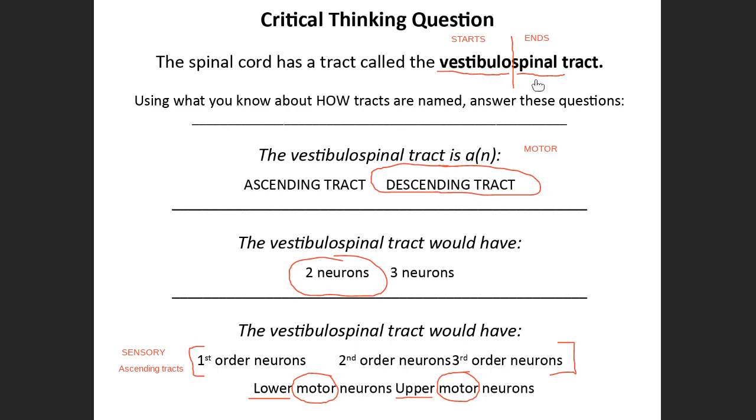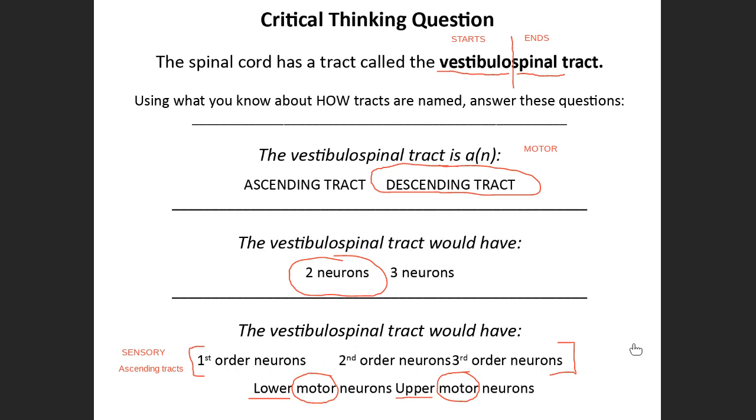So anytime you see a big long name of a tract, we're looking for, where do I have spinal? Or sometimes they're called spino if they're an ascending tract. Where's that spinal part? Is it at the beginning or is it at the end? If you can tell that, that'll help you to know if we are ascending or descending. And as long as you memorize these facts, you can totally make those connections as well.